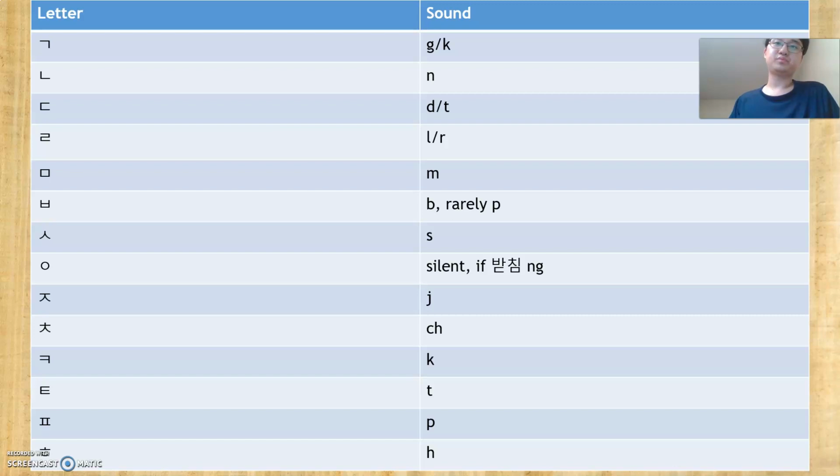And the Pieup is usually used to represent the P sound, and as you've seen earlier, the Bieup rarely makes a P sound. So the Pieup is usually the consonant that is used to make the P sound, so P. And finally, the Hieut has an H sound, like the English H.